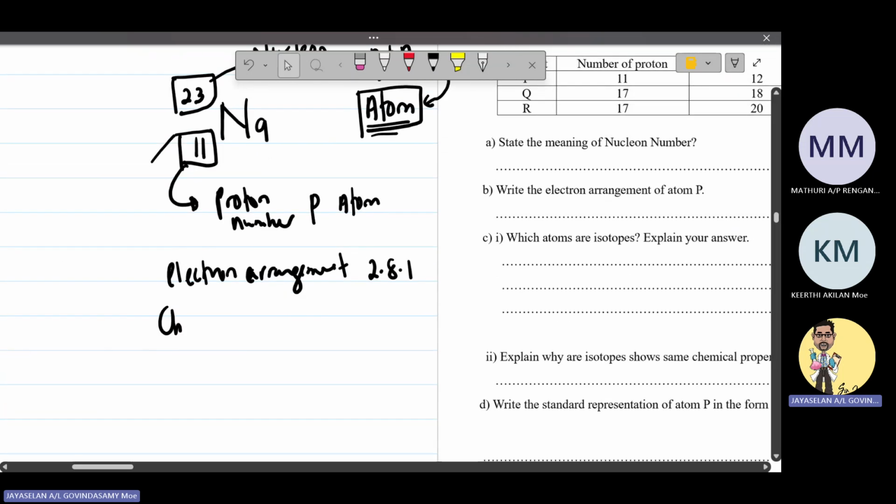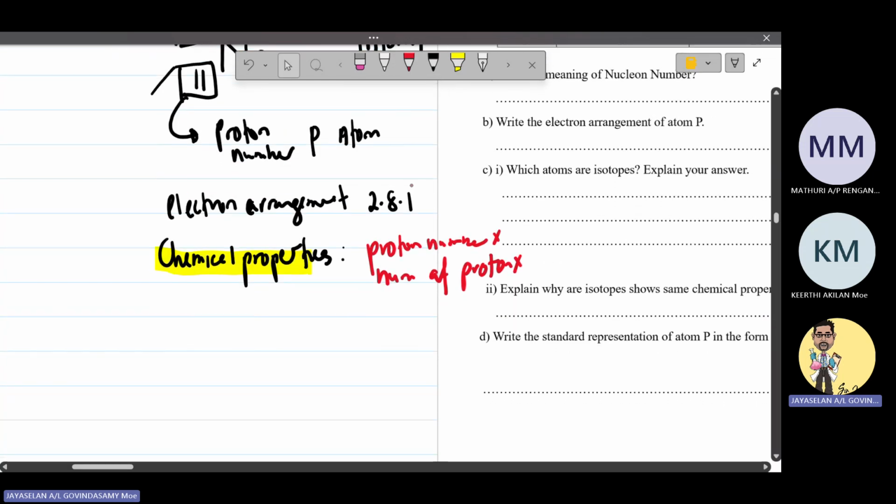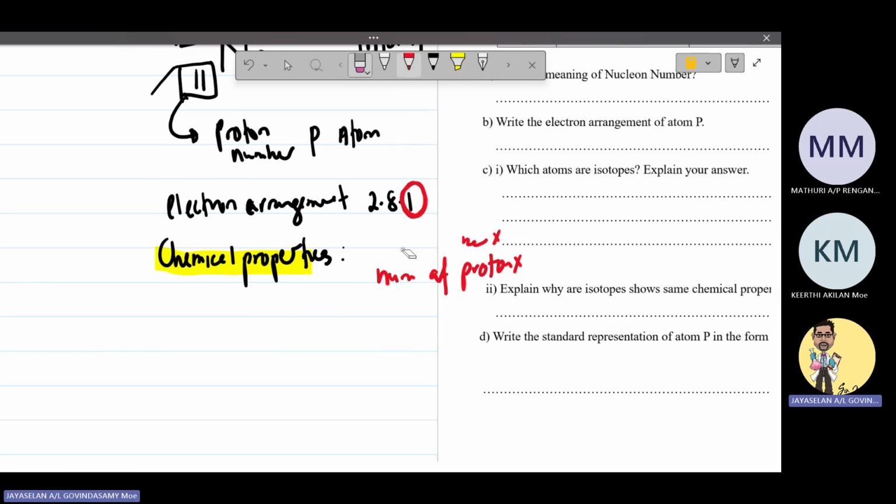Please remember the chemical properties. The chemical properties of an atom, I repeat again, is determined by, if you put the proton number wrong, if you put the number of protons also wrong, it is wrong. I cannot write like this. The chemical properties of an atom is determined by the electrons that occupy the outermost shell of an atom. Please remember valence electron. Any question? No question?